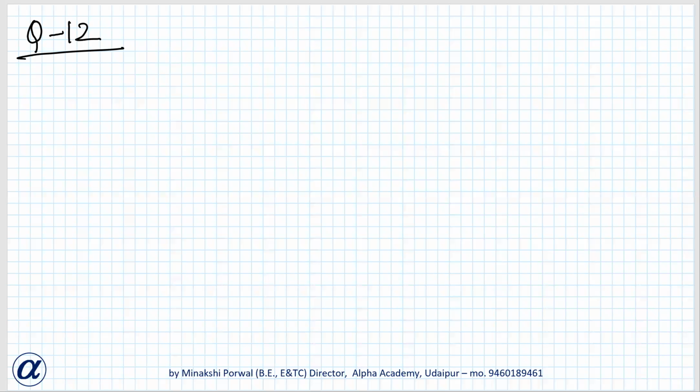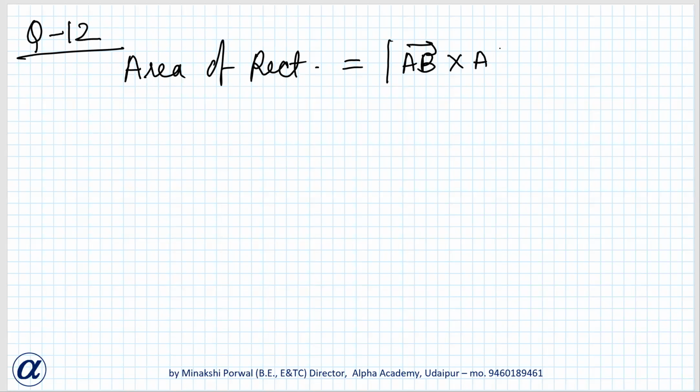Area of a rectangle having vertices A, B, C, D with position vectors this, respectively. So we are given the coordinates of the vertices basically. We have to find the area of the rectangle. A rectangle is also a parallelogram, so the area of the rectangle will use the same formula, that is the magnitude of AB cross AC. But first of all we have to find AB. Vector AB equals B minus A.